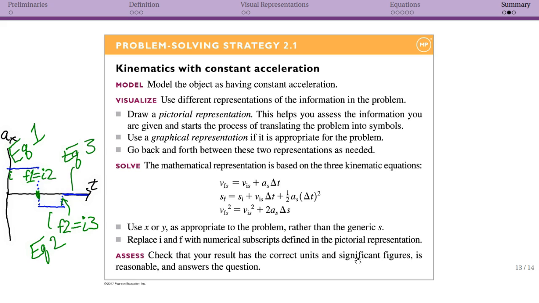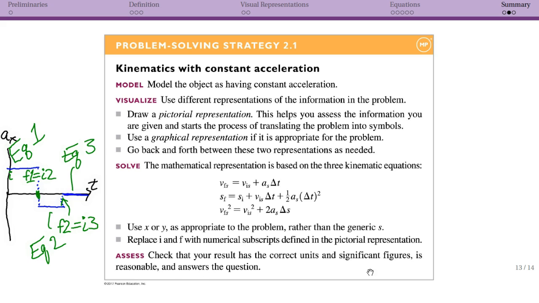Finally, always make sure that you assess whether your answer is reasonable. The units are very important, and the units here you can actually check to see that they're going to work in general if you're plugging in the correct units, and make sure that the significant figures are correct. And again, separate videos have covered how to do that correctly.